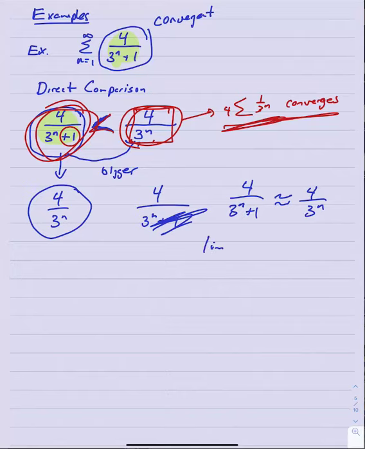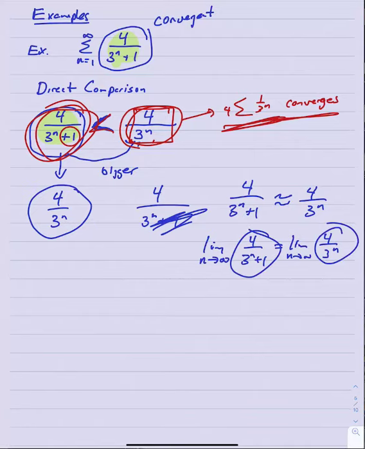In other words, the limit as n goes to infinity of 4 over 3 to the n plus 1 is really going to be the same as the limit as n goes to infinity of 4 over 3 to the n, because I know that plus 1 term is negligible when n gets very, very big. Okay, that means in the limit sense, I know this guy is going to act like this guy, and I know this guy converges.